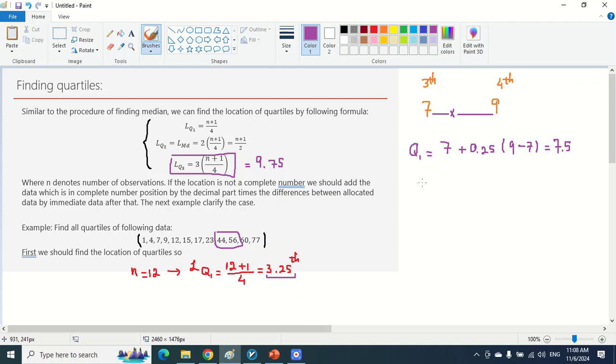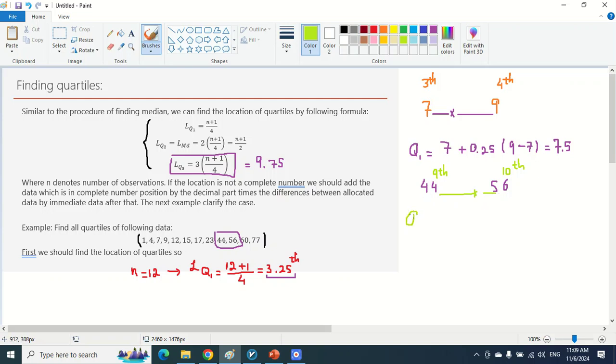So again, if I just consider the numbers over here, 44 and 56, as I said, the numbers that we have here are 44 and 56. This is the 9th location. I will write 9th location here, and this is the 10th one over there. This is their location in sorted data, and the place of the third quartile is 9.75, which means that it should be a value closer to 56 than 44.